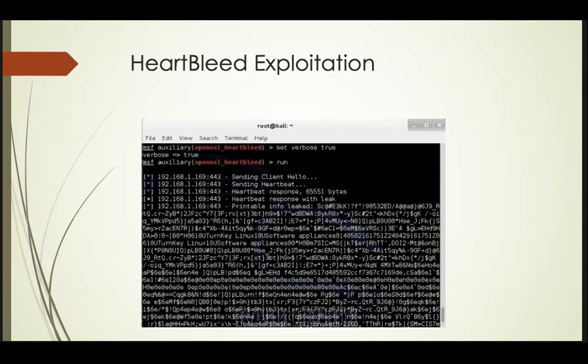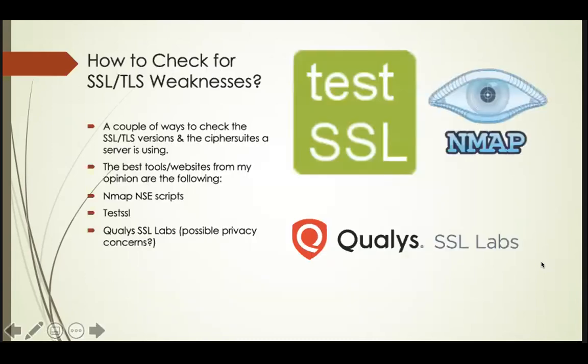Okay, so let's now talk about how to check for other weaknesses in SSL or TLS. There are a couple of ways to check for the versions and the cipher suites. There are websites and tools that can help you with that, depending on what you want to do. From my experience, I've seen that the Nmap NSE scripts, testssl and Qualys SSL Labs are the best. The latter may have possible privacy concerns for some of you because your website will actually be accessed by a cloud provider. Another issue with it is that if you are testing a local website, you will not be able to access it remotely from Qualys SSL Labs.